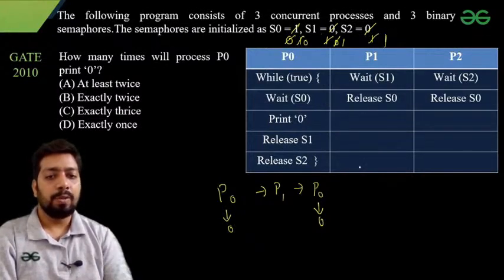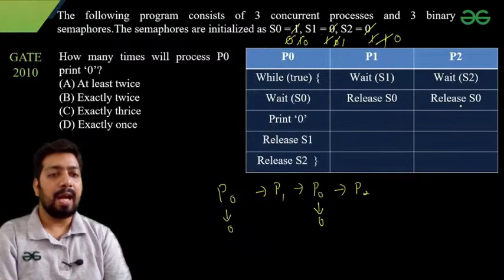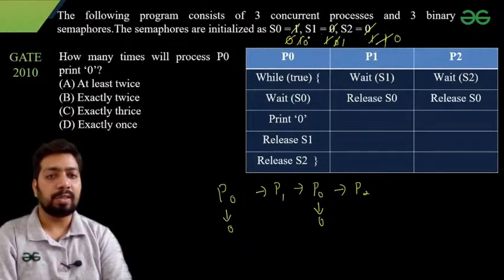Fine. So after P0, suppose P2 gets the CPU. Once P2 gets the CPU, it will release S0. First, it will decrement the value of S2, so S2 is decremented. And after that, it will release S0. So S0 is 1.